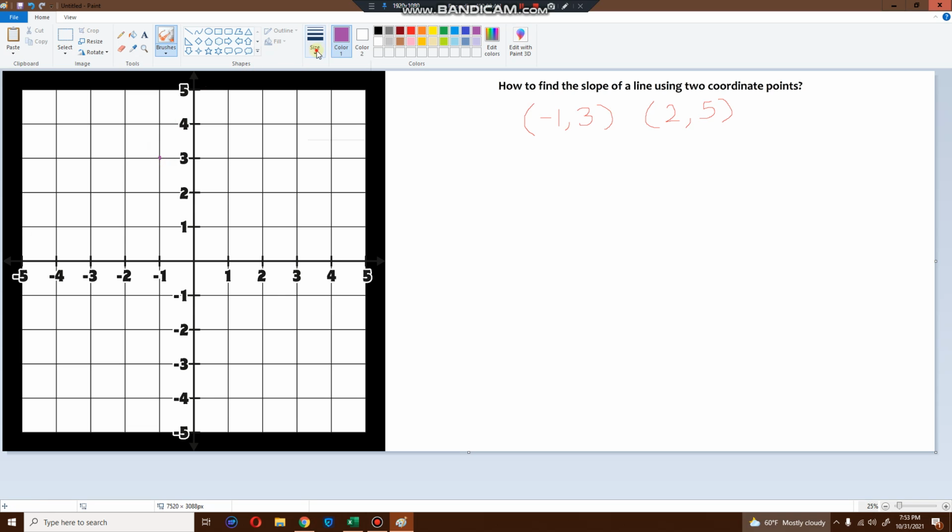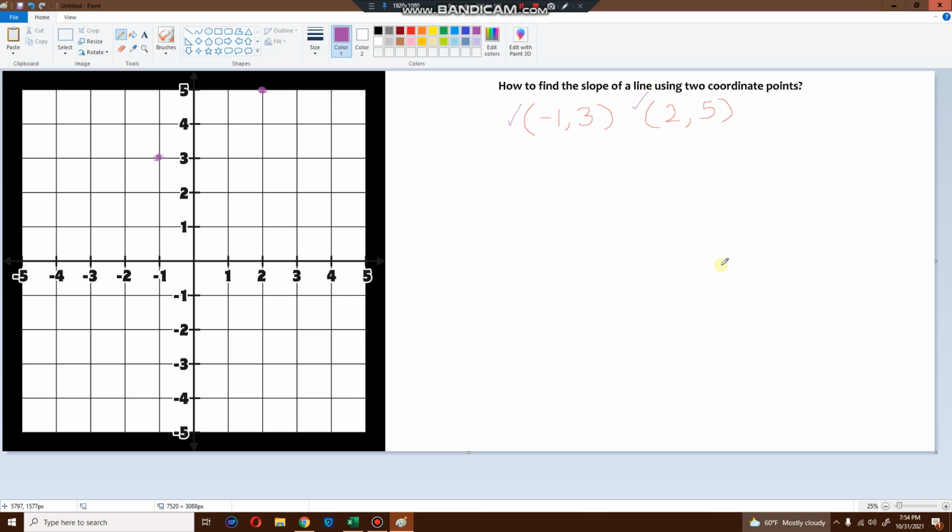Okay? Minus 1, 3. Let me make it a little bit bigger. How's that? A little bit better? Alright, let's use this then. Minus 1, 3 is right over there. So this is done, and this is 2 comma 5. So 2 on the x-axis, 5 on the y-axis, right over here. Let's do a little bit of purple here. There we go. So you see that these are the two coordinate points right there. Minus 1 comma 3, 2, 5.